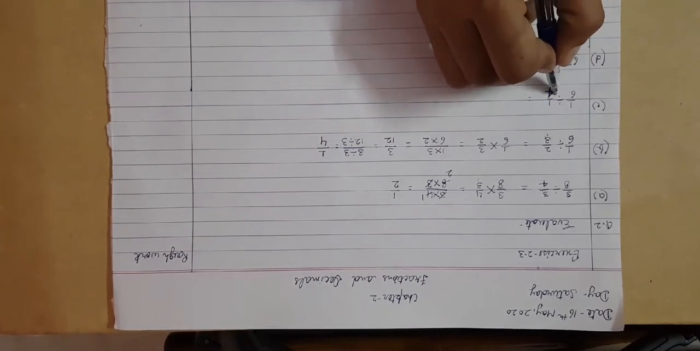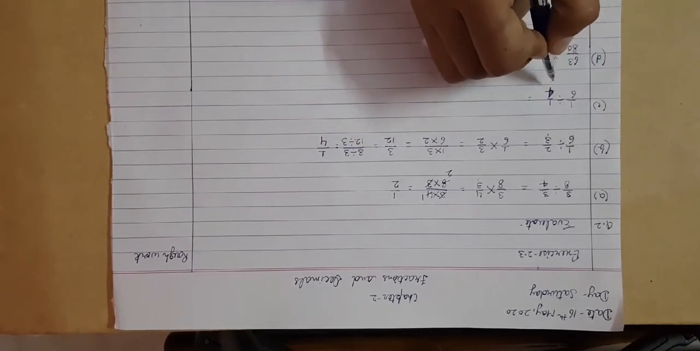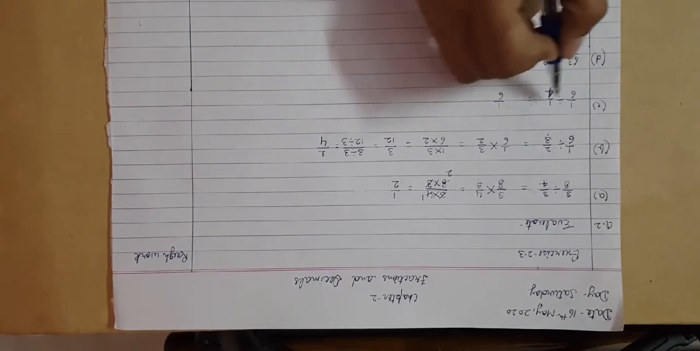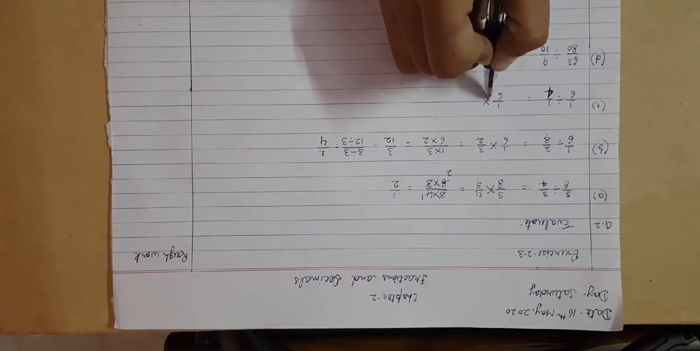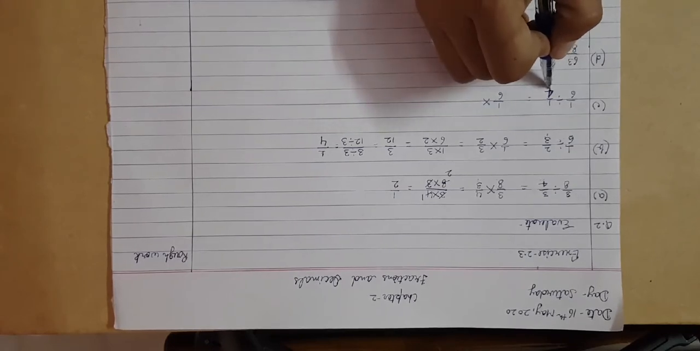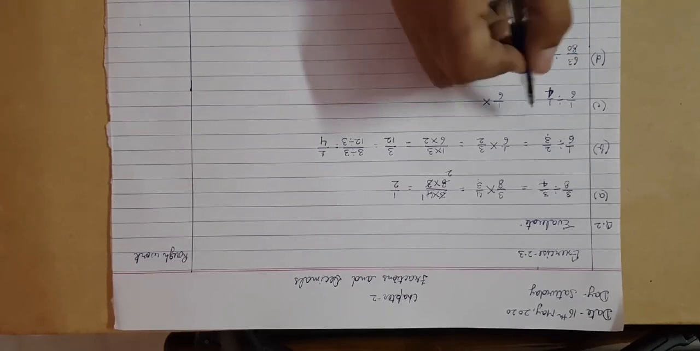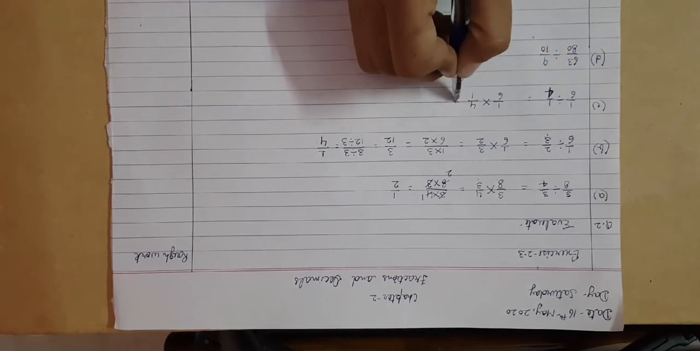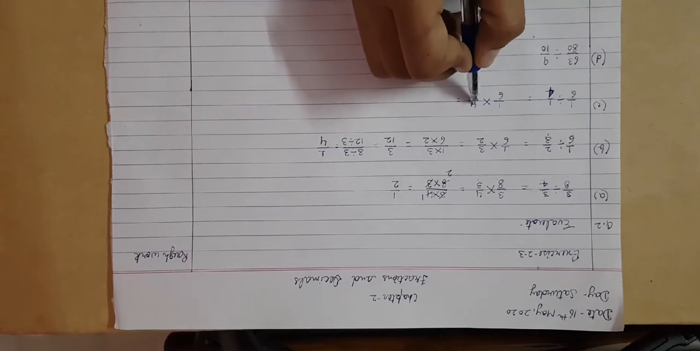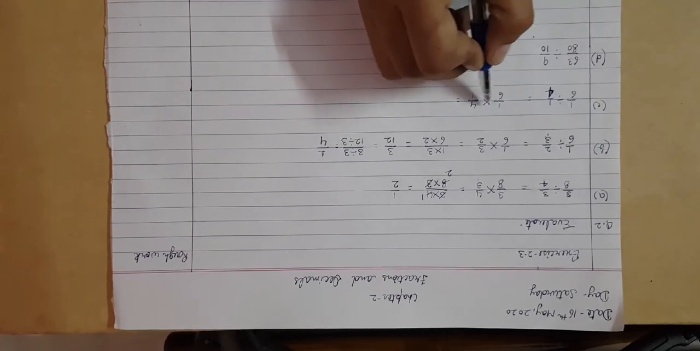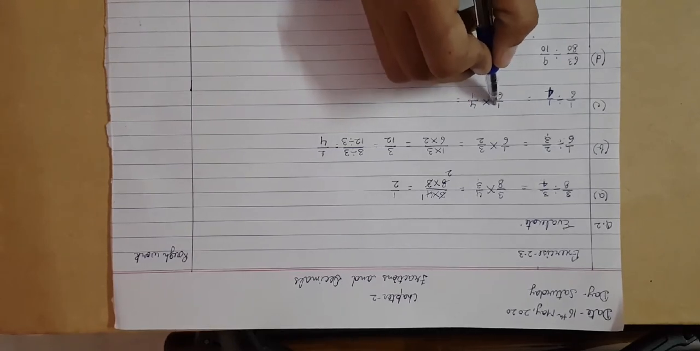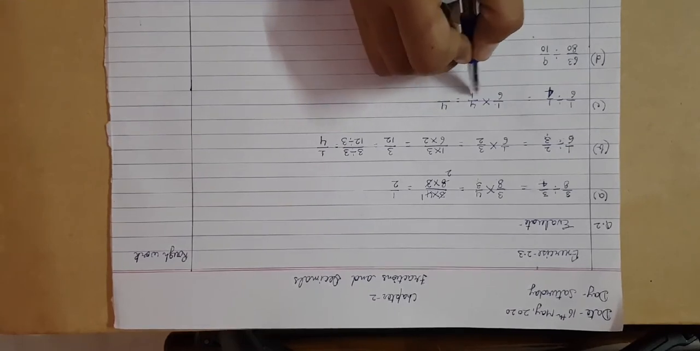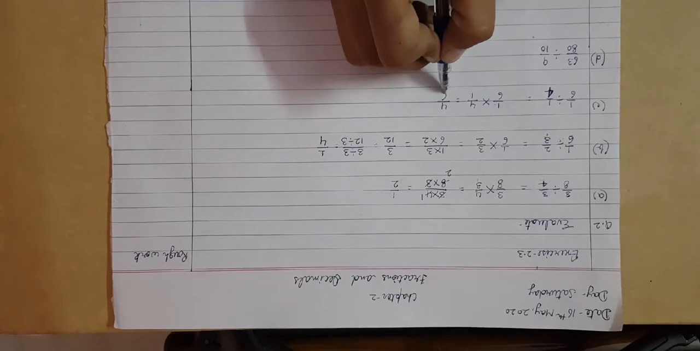1 upon 6 divided by 1 upon 4. Here you can see 1 upon 6 is the dividend, hence write it as it is. Change the division sign into multiplication. 1 upon 4 is the divisor, hence we will write here its reciprocal. Reciprocal of 1 upon 4 will be 4 upon 1. From here you can see when we multiply the numerators we will get 4. 4 into 1 is 4 and when we multiply the denominators we will get 6. 6 into 1 is 6.